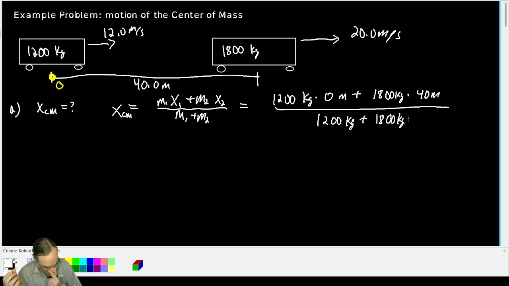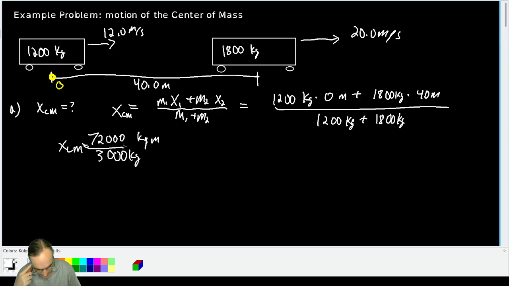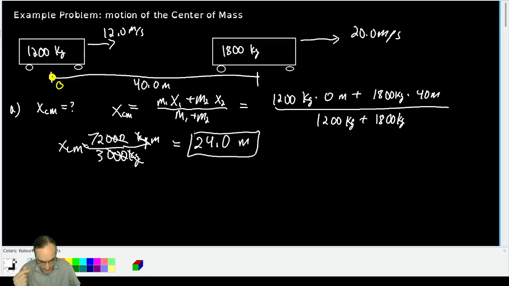All right. So let's see, 18 times 2 is 36, times 2 again is 72. So this is 72 followed by 3 zeros, divided by 3,000 kilograms. And this is a kilogram meter on top. Kilogram cancels. The 3 zeros cancel. 72 divided by 3 is 24, so 24.0 meters is the center of mass relative to the 0 point I've set. You can set the 0 point anywhere you want.